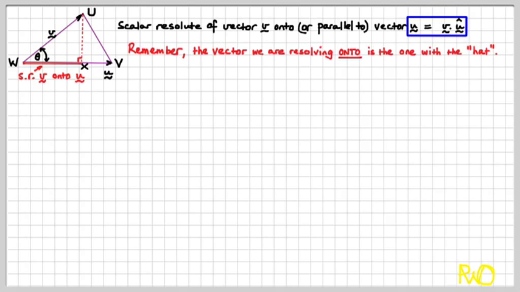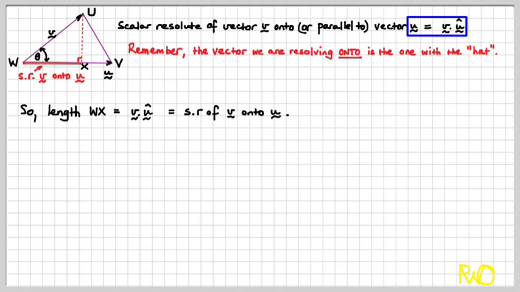It's the one that gets the hat. And I've written there in a big, nice, thick red line to emphasise what I'm talking about here. This line, Wx, is the scalar resolute of vector v onto vector u, right? So let's just repeat it again. Length Wx equals v dot u hat, which is the scalar resolute of v onto u, all right?